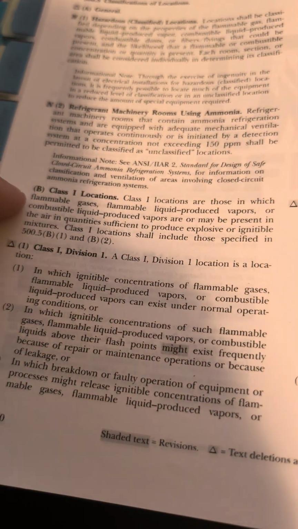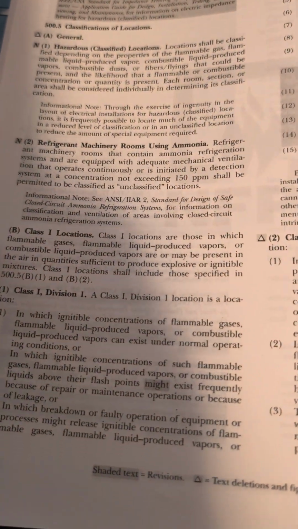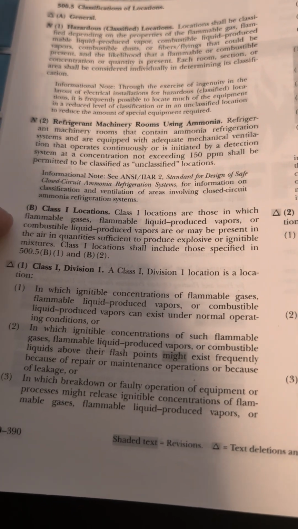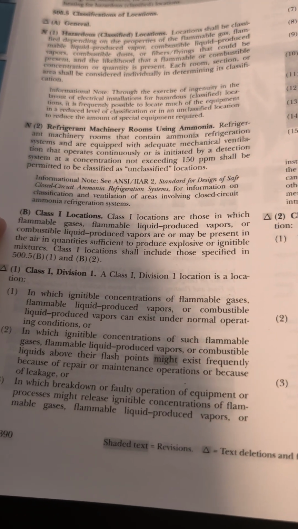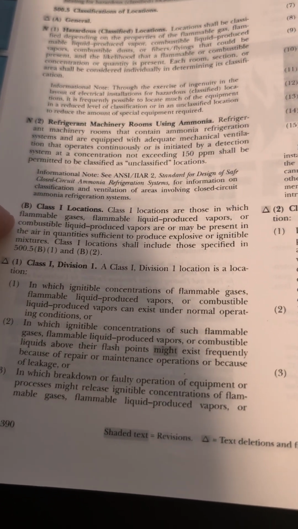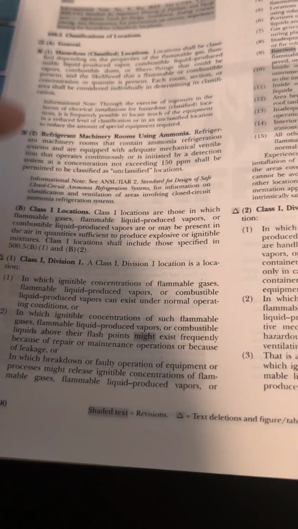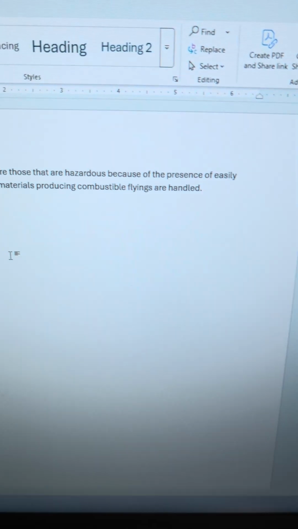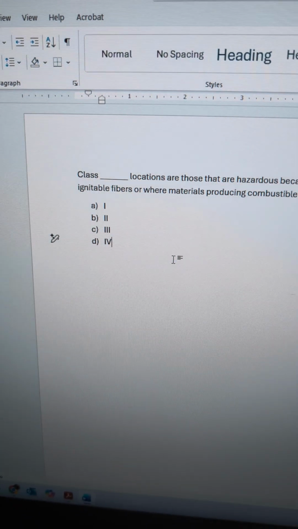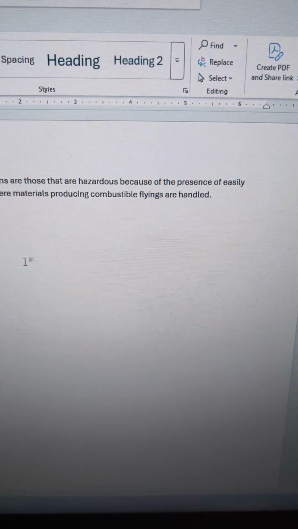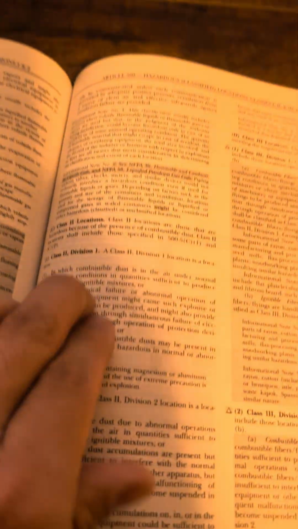So we'll look at class 1. Class 1 locations are those in which flammable gases, flammable liquid-produced vapors, or combustible liquid-produced vapors are present. So that is not what we're looking for. We're looking for ignitable fibers or combustible flyings.